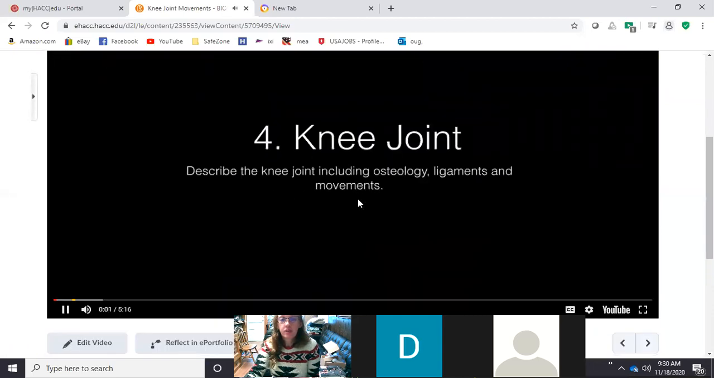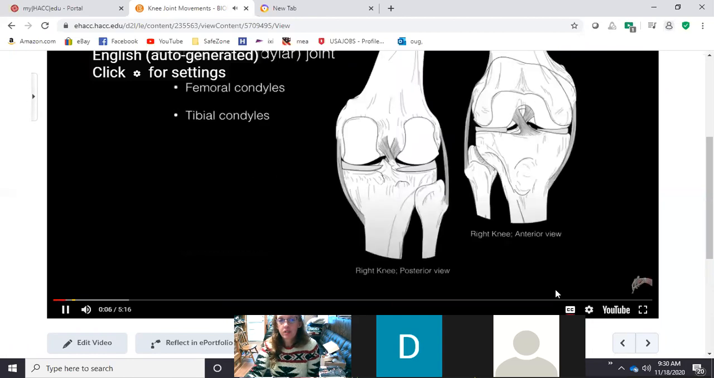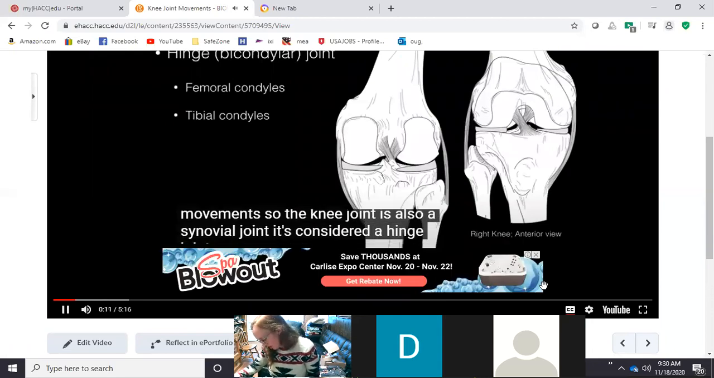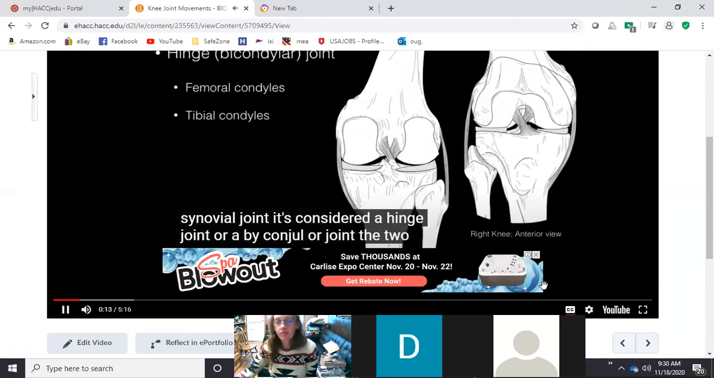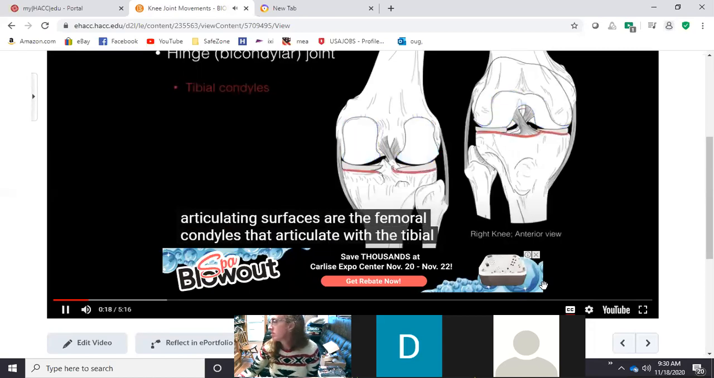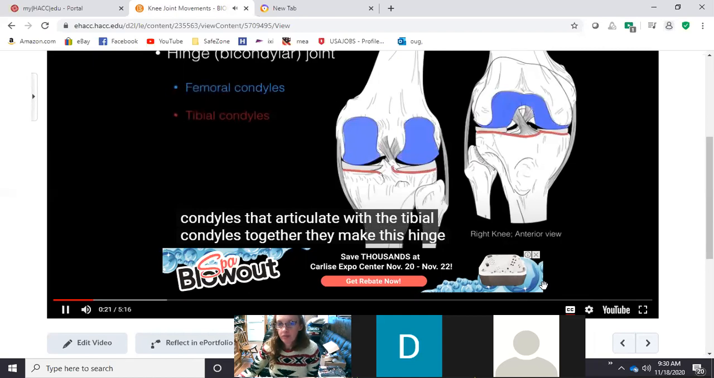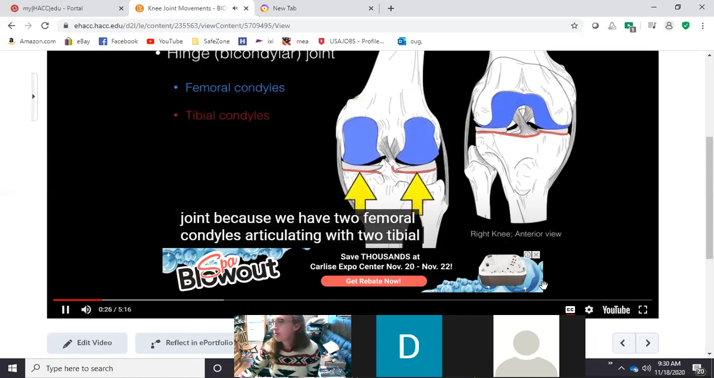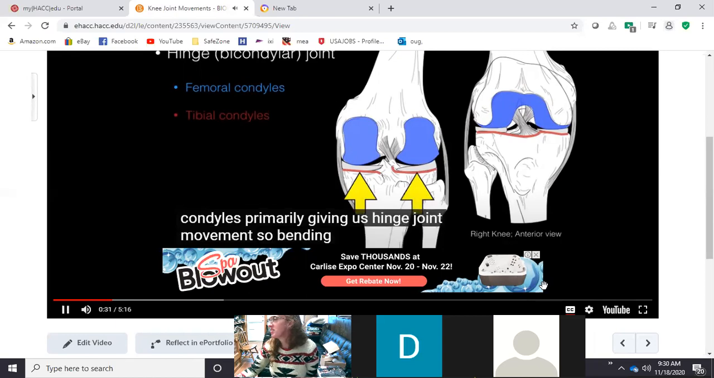We now move on to the knee joint, where we'll describe the knee joint, including its osteology, ligaments, and its movement. So the knee joint is also a synovial joint. It's considered a hinge joint or a bicondylar joint. The two articulating surfaces are the femoral condyles that articulate with the tibial condyles. Together they make this hinge joint, called a bicondylar joint because we have two femoral condyles articulating with two tibial condyles. Primarily giving us hinge joint movements of bending in only one plane, but we'll see that it gives some rotational movements later on.